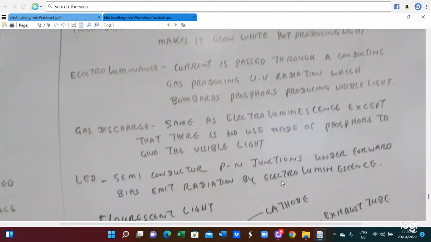So another kind of light is a gas discharge light. The same as the luminescence, except that no use is made of the phosphor to get the visible light.